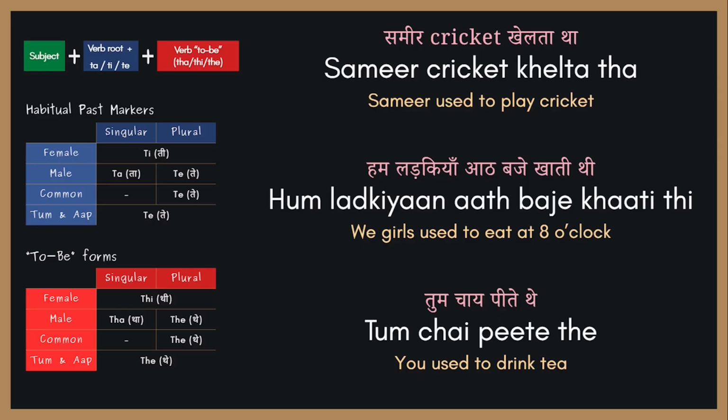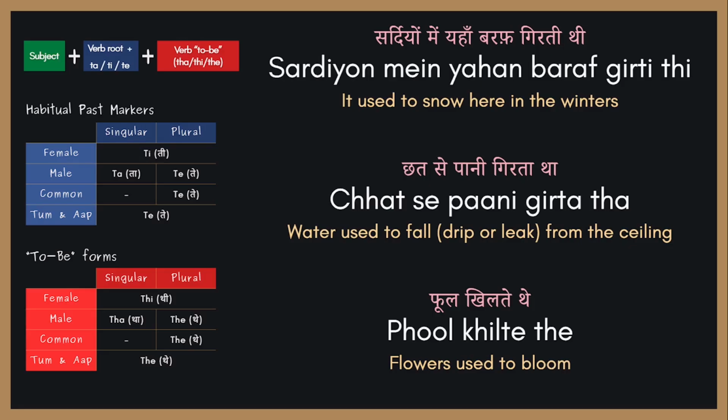As I said, by now you are aware that in Hindi all objects have a gender, right? So let's see a few examples of those as well. सर्दियों में यहाँ बर्फ गिरती थी. It used to snow here in the winters. सर्दियों means winters, so सर्दियों में means in the winters. यहाँ is here. बर्फ is snow. गिरती थी is used to fall.